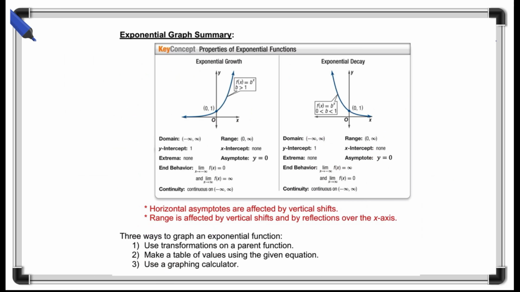As part of our summary, our domain is all real numbers, whether you have growth or decay. Your range is going to be based off of your vertical shifts, if you have any. So it's important that you look at your range and also look at the graph in order to figure out what that would be. Your horizontal asymptotes are always going to be written as an equation, but they're also affected by any vertical shifts up or down, so you do have to keep that in mind. There are 3 ways that you can graph. You could use transformations, you can make a table of values to get some points, or you can use your graphing calculator.